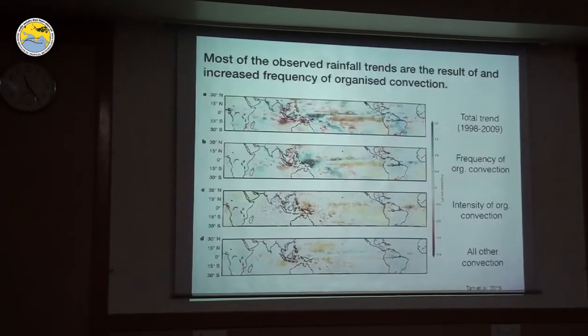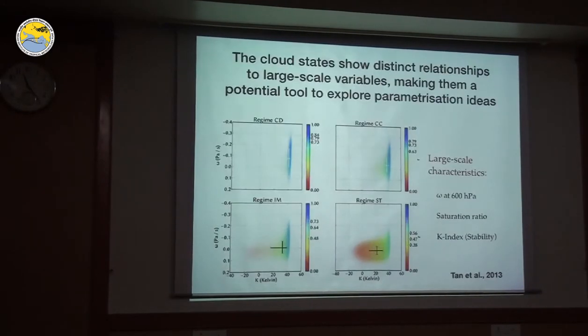If you go to this regime, which is this sort of mixed regime with more congestus type clouds occurring, now you see the atmosphere is actually near zero on average in its vertical motion. It can be up or down. It can be quite dry, and it can be quite stable when we find these congestus clouds.